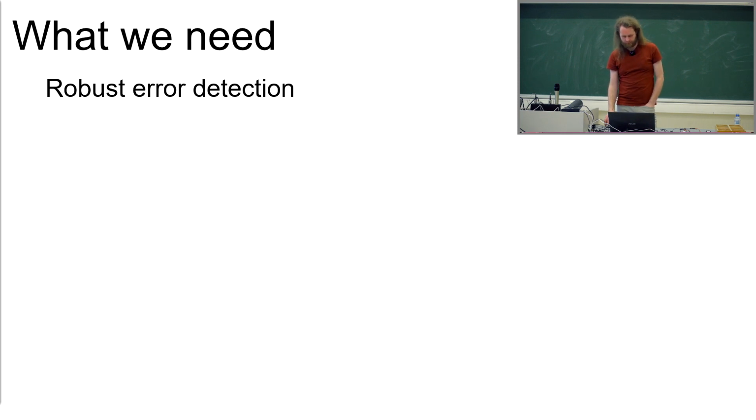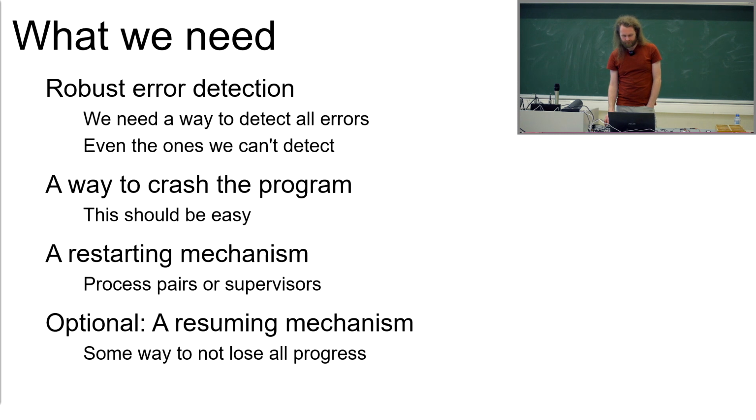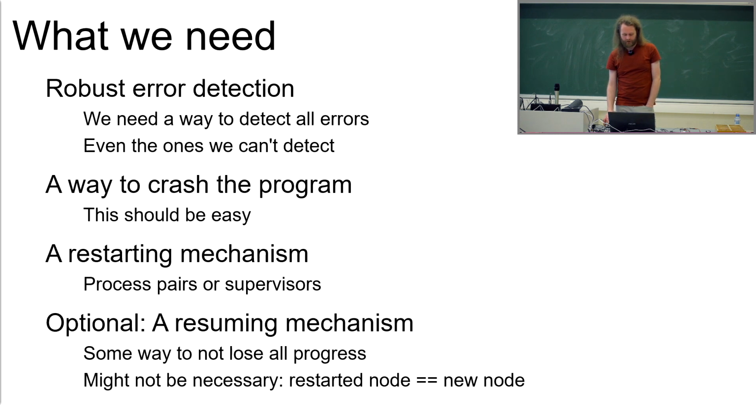So what do we need? In order to actually handle errors and not just look at them and be like, ooh, pretty errors, we need, of course, a robust way to detect the errors. So we need some way to look for all of the things that go wrong in our program, or all the things that would cause something to go wrong in the outside world. That means, of course, detecting all the errors, and it also means detecting all the errors that we can't detect. Wrap your head around that one.